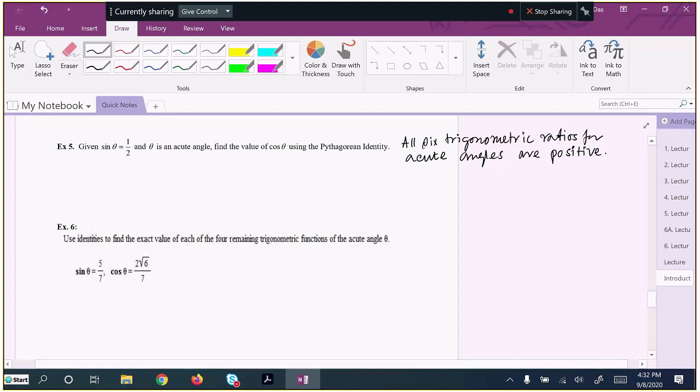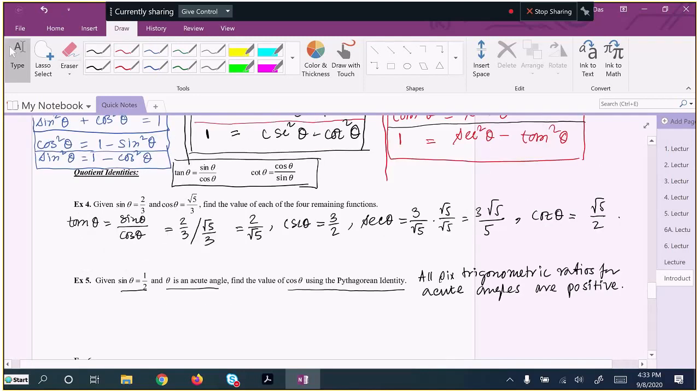So our information tells us that sine theta is 1/2 and theta is an acute angle. We want to know how much is cosine theta, but we're going to use the Pythagorean identity. So think about the Pythagorean identity that relates sine and cosine. There are 3 of them. Which one is the most appropriate? Cosine squared theta is equal to 1 minus sine squared theta.